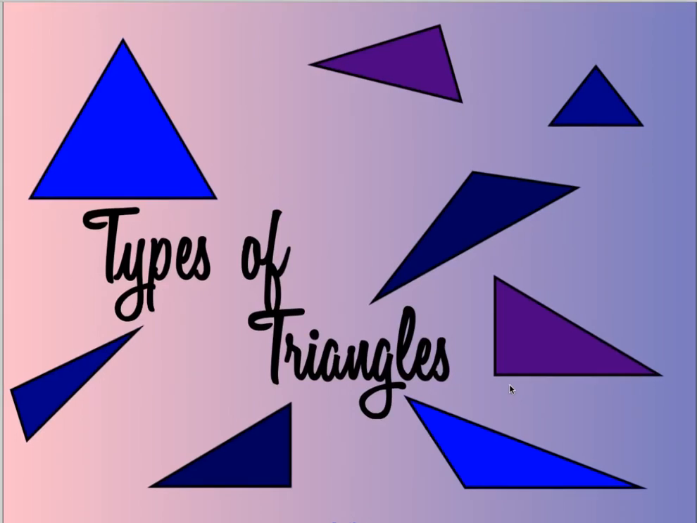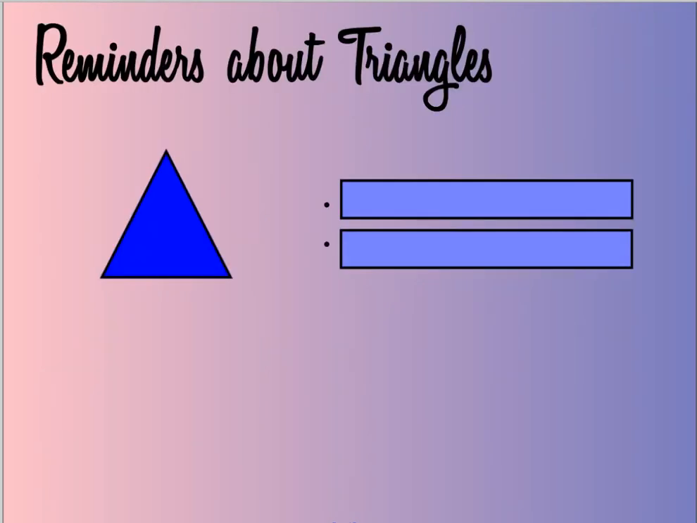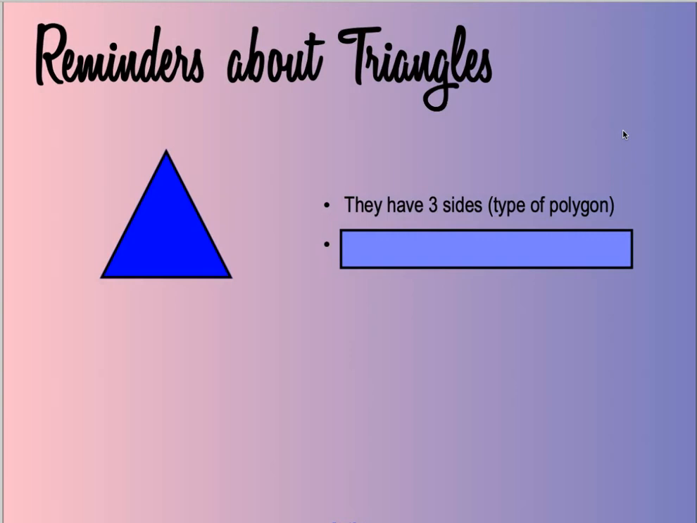Hi, this week's lesson is about types of triangles, and really we're going to be talking about the properties of triangles. Before we get into the meat of the material, just a quick reminder about triangles. They have three sides. They are a type of polygon. So it's an enclosed two-dimensional figure with straight sides, and it happens to have three, which goes with our prefix tri, tri.